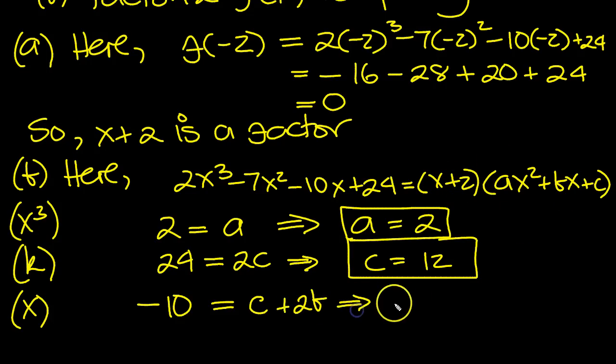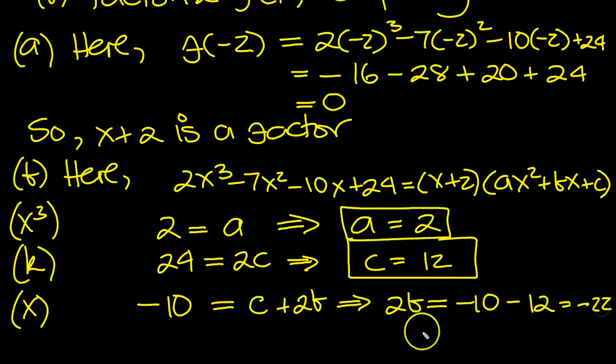So that tells us that 2b is equal to minus 10 minus c, which is 12. I've just moved the c over to minus c, which equals minus 22. So that tells us what b is then, isn't it? Move the 2 from times to divide. Minus 22 over 2 is minus 11. So there's our a, b, and c.